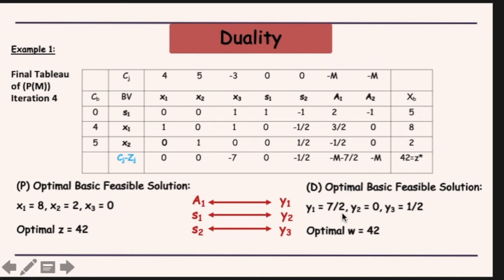Next is y2. y2 is associated with S1. So let us look at Cj minus Zj of S1. It is 0 in this case. So the value of y2 is also 0.